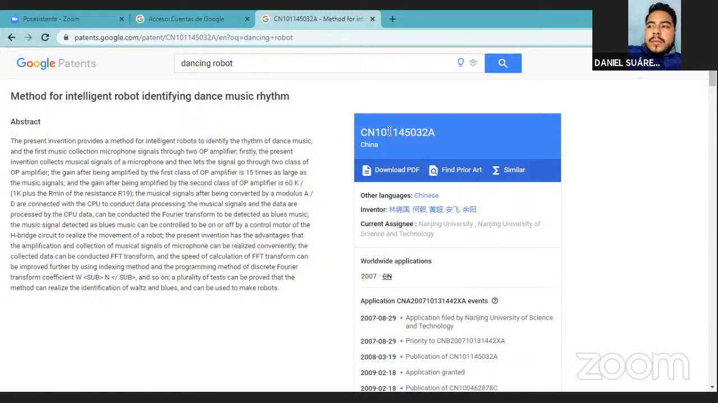So they show us how the pharmaceutical companies patent this knowledge on Google Patents, and I saw that.